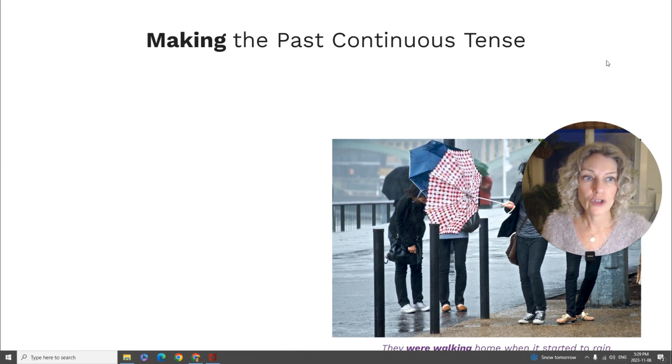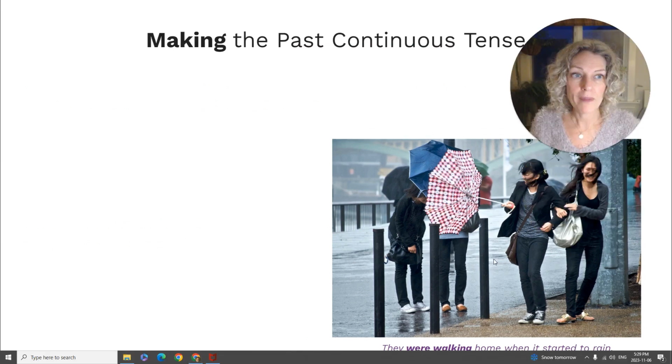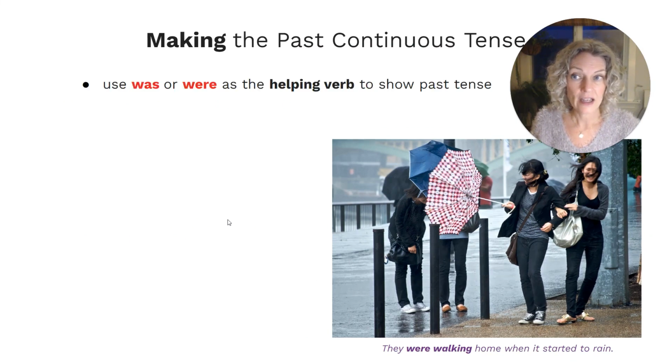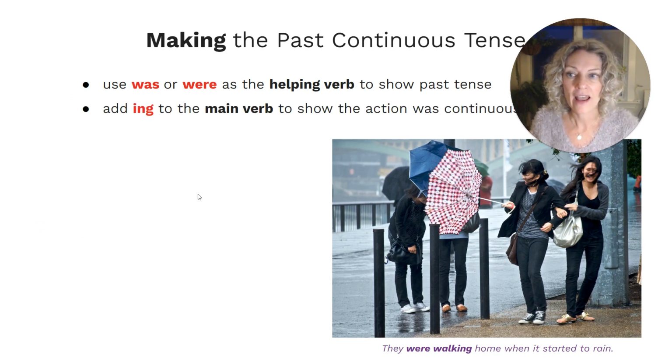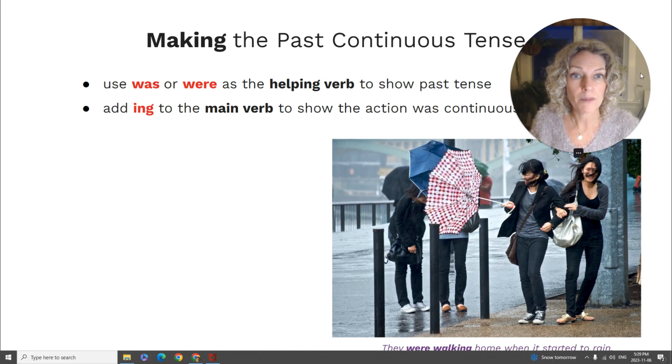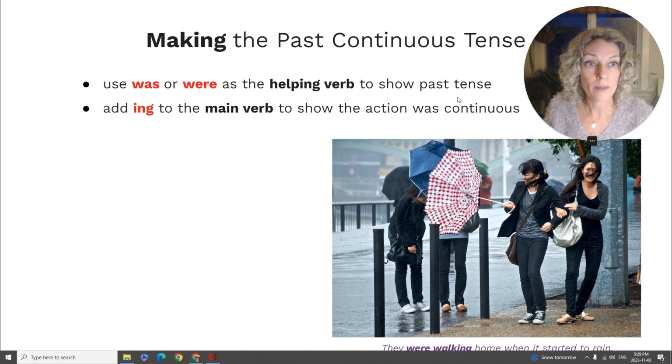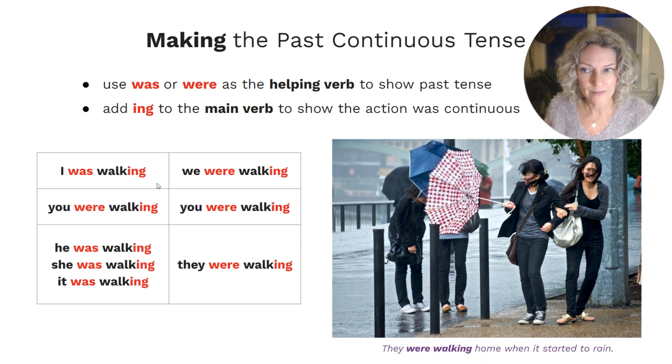So how do you make the past continuous tense? It's very similar to making the present continuous tense. You use the helping verb be, but in this instance, it's in the past. So you're going to use was or were as the helping verb to show that it's a past action. And then you're going to add ing to the main verb to show, again, that the action was continuous. So let's look at an example.